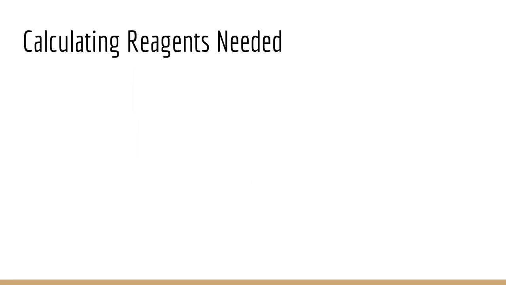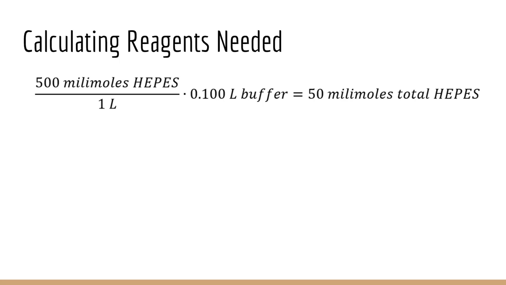Now that we have the ratio of the conjugate base to the weak acid for a generic HEPES buffer at pH 8.1, we need to find out how much of each of these we need to make 100 milliliters of our 500 millimolar buffer. First, we multiply the concentration of the buffer times the volume in liters to find out how many total moles of HEPES, that is, the sum of HEPES and HEPES minus, will be present in our solution. For our example, we need 50 millimoles of HEPES total.